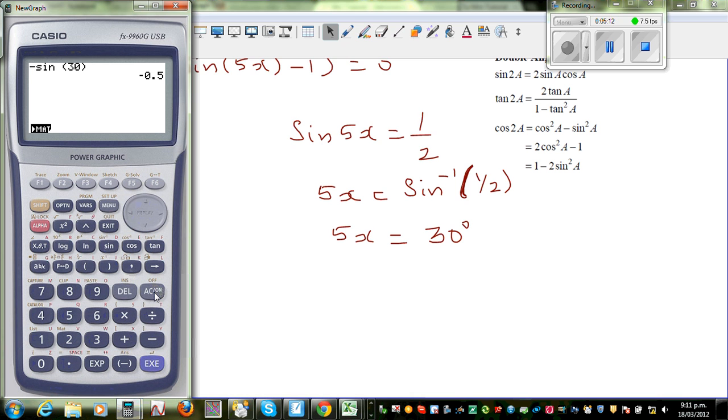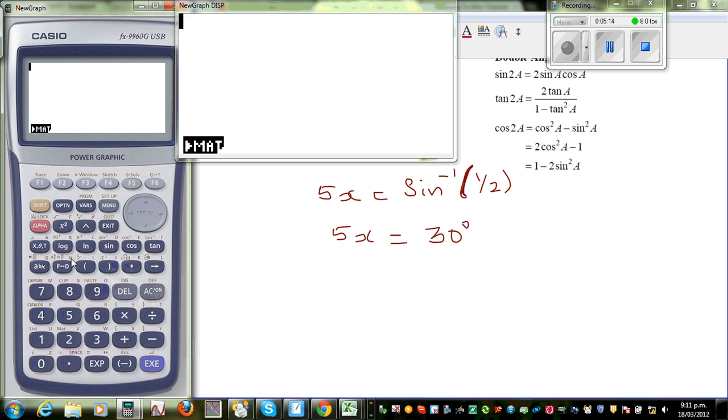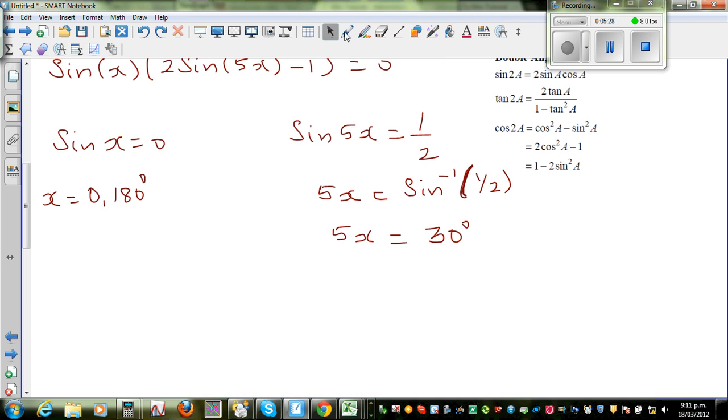So, that was already there. Shift sine of 0.5 is half, which is 30 degrees. Sine inverse of half is 30 degrees. So x is equal to 6 degrees. Now here, let us draw the graph.